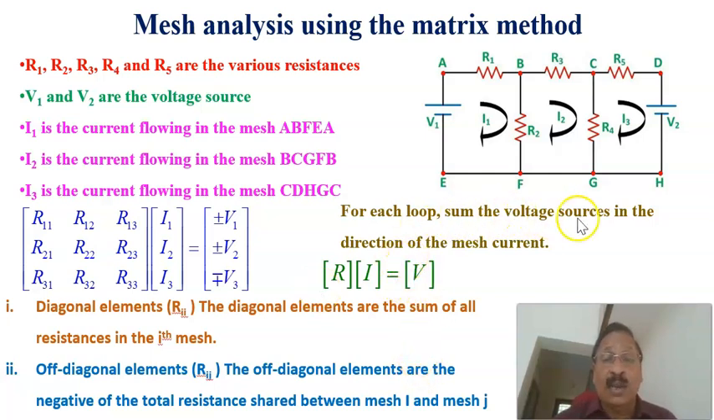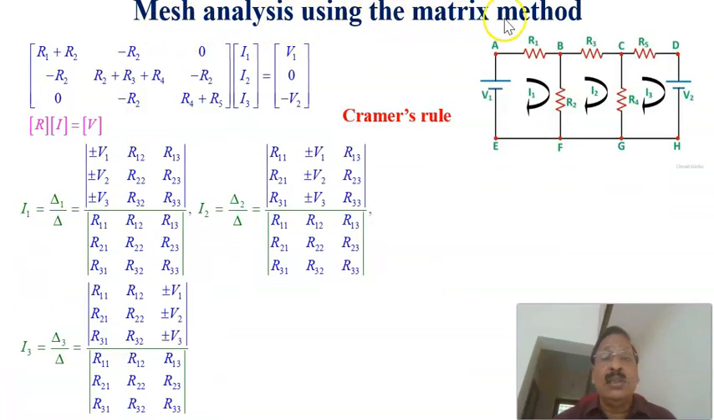For each loop, it is the sum of the voltage sources in the direction of the mesh currents. This we have already explained in the previous slide, how we can form this square resistance matrix. Now, continuing the mesh analysis using the matrix method, as I already explained in the previous slide, this is how we make the matrix with R11, R22 and R33.